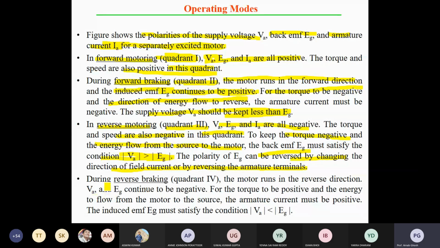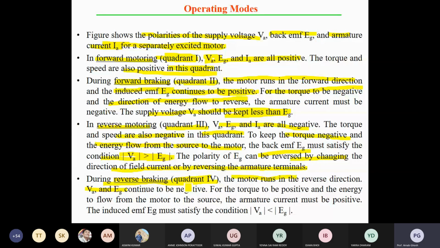During reverse braking, quadrant 4, the motor runs in the reverse direction. VA and EG continue to be negative, for the torque to be positive and the energy to flow from motor to source. The armature current must be positive. The induced EMF EG must satisfy the condition |V| less than EG.